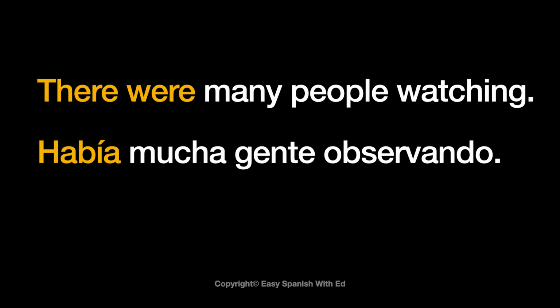And what about this one, preterite or imperfect? Había mucha gente observando. Here we use the imperfect because there is no specific event. There is no clearly defined time period. It's just something that occurred in the past. Oh, and by the way, había is an imperfect form of, you guessed it, the verb haber.